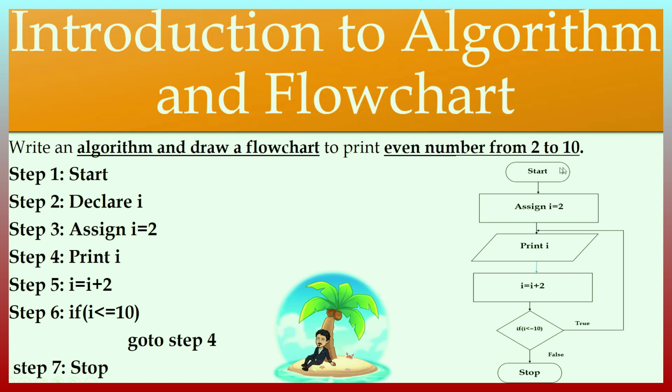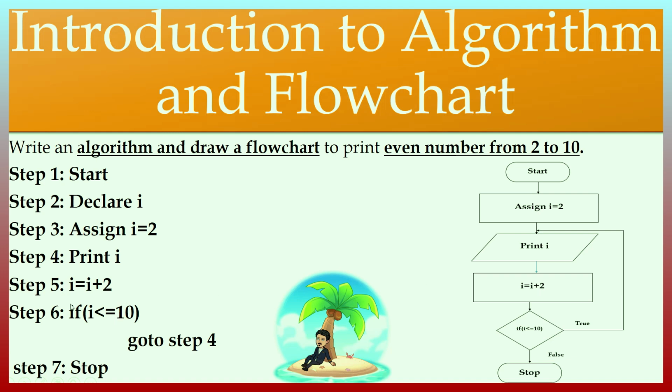Again, I will explain the algorithm once again. It starts with the start, that is an oval. Step 2, there is no declare. We are going to skip this part as usual. If you need this part, you can use a rectangle. Step 3, assign. Okay, so for assign, you use a rectangle. Assign I equal to 2. Then print. For input and output, you use parallelograms. So print I. And step 5, I equal to I plus 2. It's a process, it's a calculation, so you use a rectangle. I equal to I plus 2.